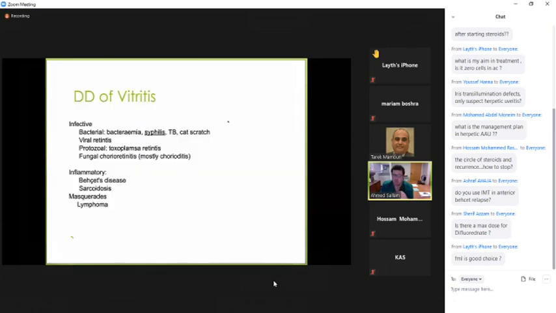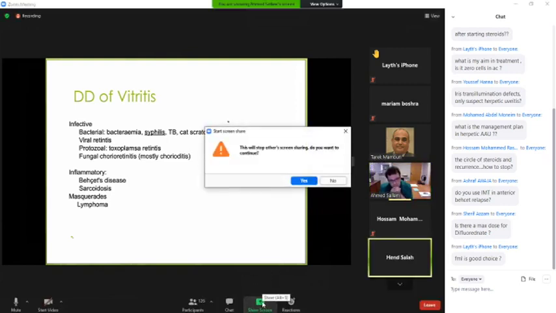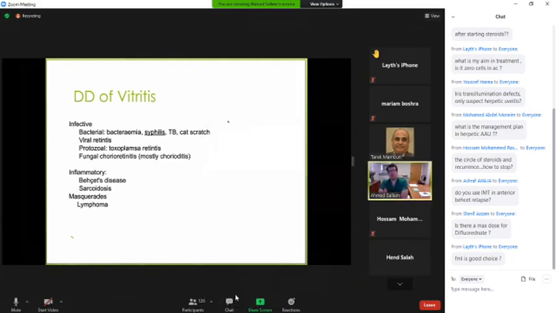So what we do in this case is we need to cover for viral retinitis. That's the most important, because if we don't treat this patient in a few days, the patient will end up with retinal detachment and severe retinitis affecting the whole retina.